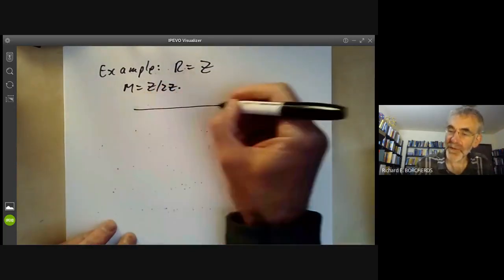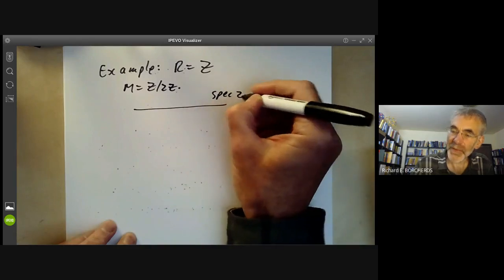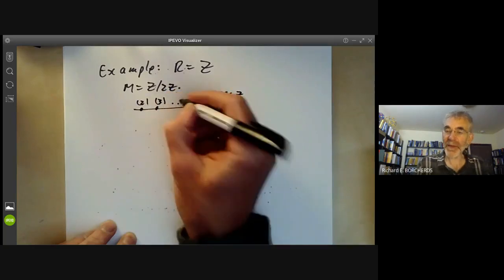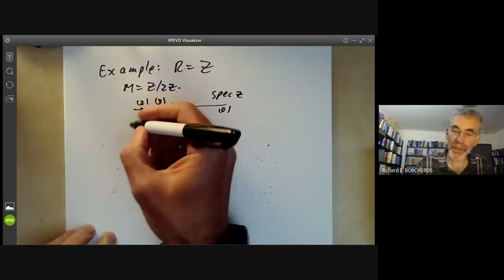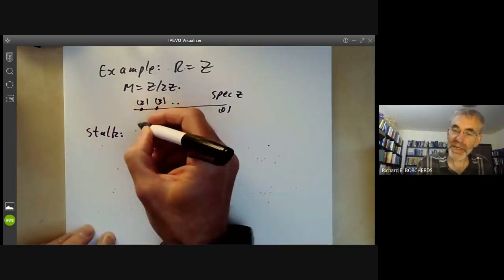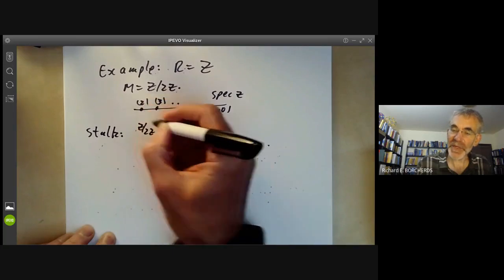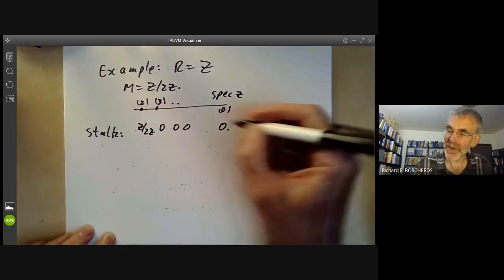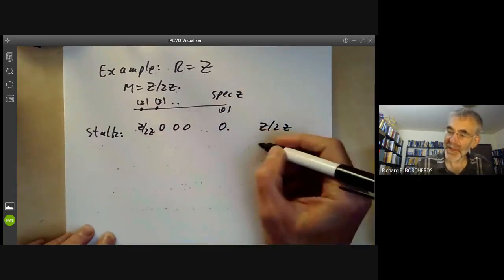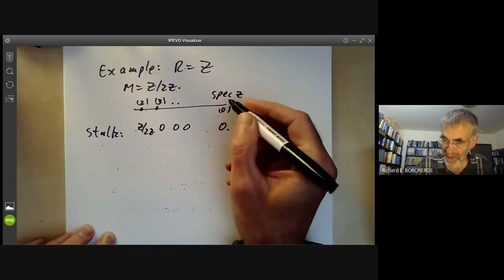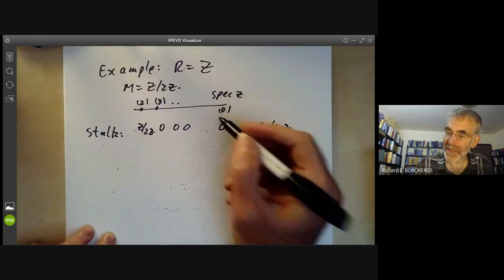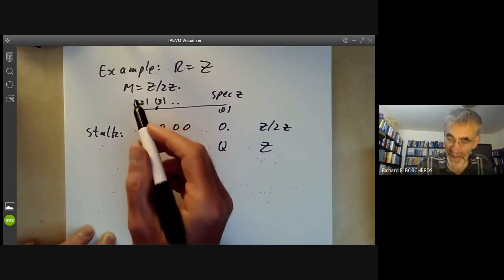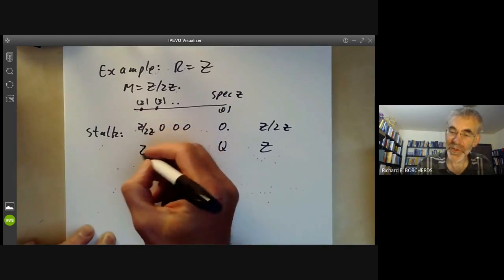So if you draw a picture of the spectrum of Z, you remember it has a generic point zero and it's got all these primes, 2, 3, and so on. Then the stalk of the corresponding sheaf will be Z modulo 2Z at this point here, and it'll be zero at all these other points, and it's zero even at the generic point. So this is for Z modulo 2Z. On the other hand, if you take M to be, say, the integers, you can check that the stalk at the point zero is now Q, and the stalk at the point two will be just equal to the local ring Z_(2), and so on.